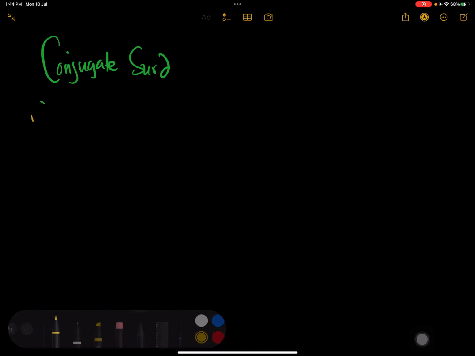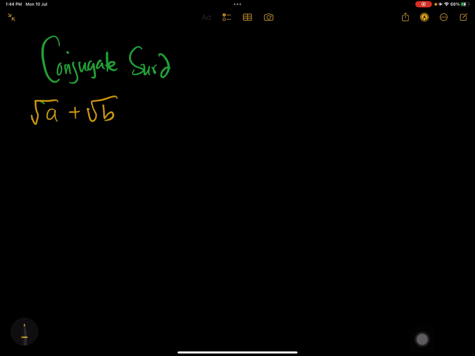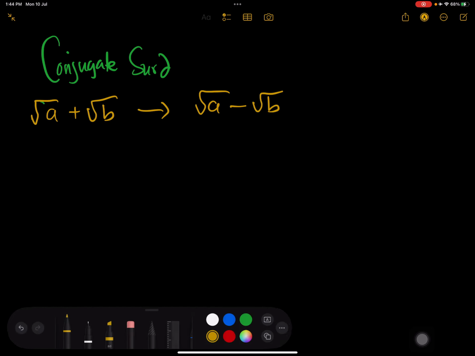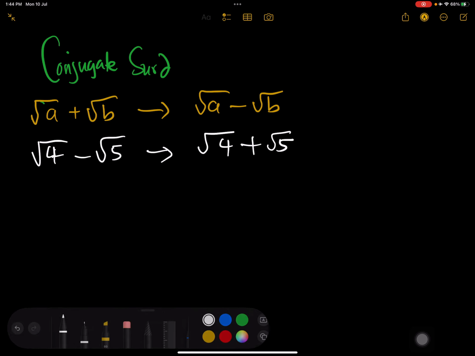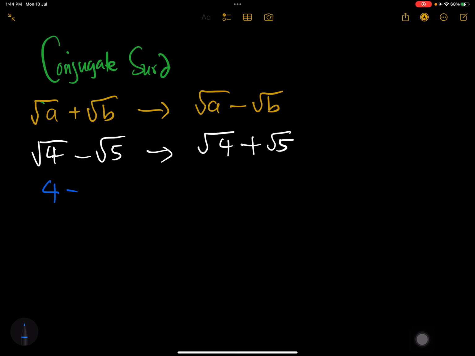Another thing you might come across is what we call conjugation. To conjugate a surd, let's say we have square root of a plus square root of b. If we want to conjugate it, it becomes square root of a minus square root of b. So don't forget that. So if we have, let's say, square root of 4 minus square root of 5, we are saying the same as square root of 4 plus, the sign changes, square root of 5. If we have something like 4 minus square root of 5, when we are conjugating, it changes to 4 plus square root of 5. So those are the things we need to keep in mind.